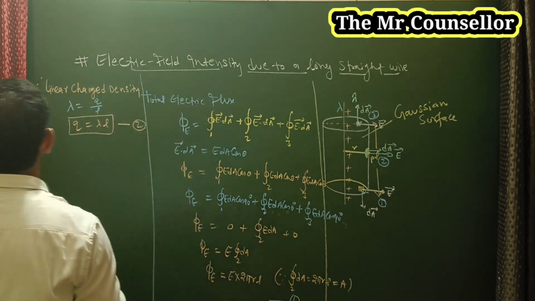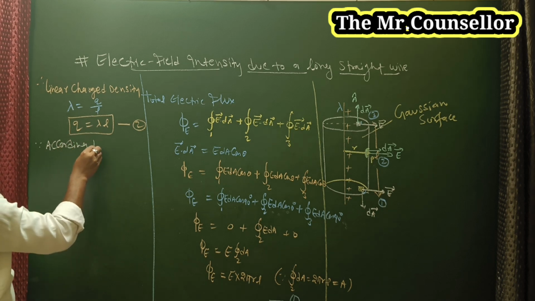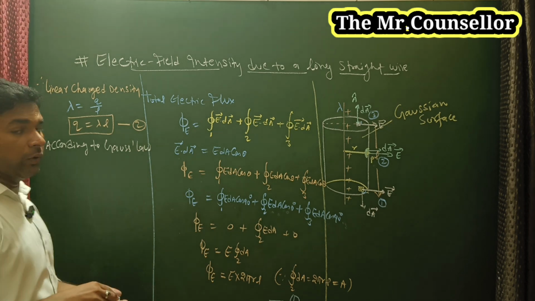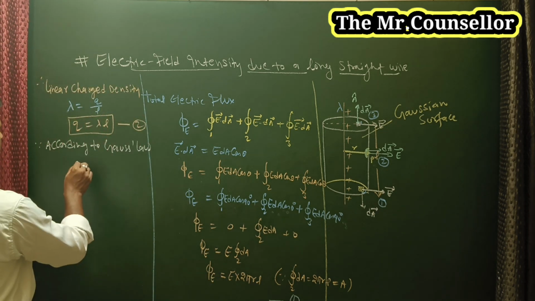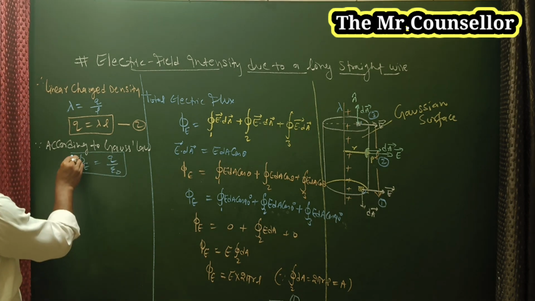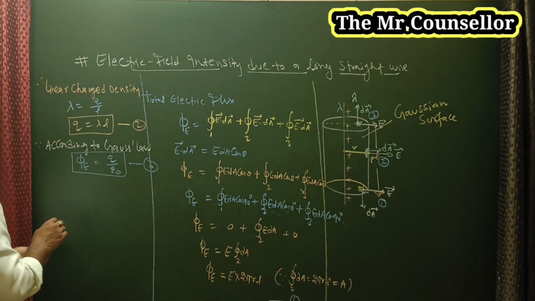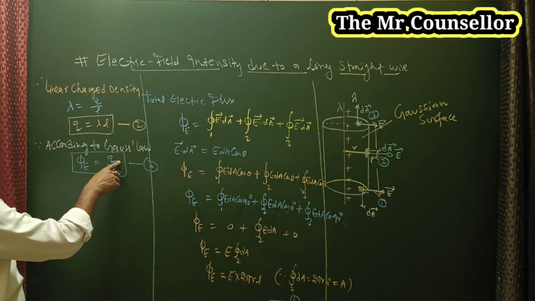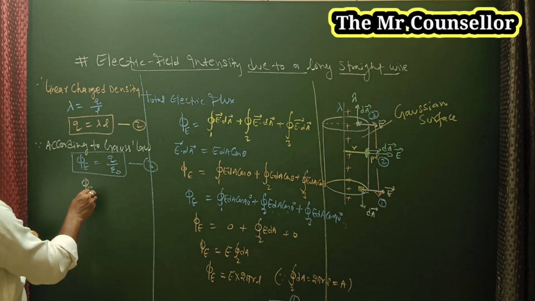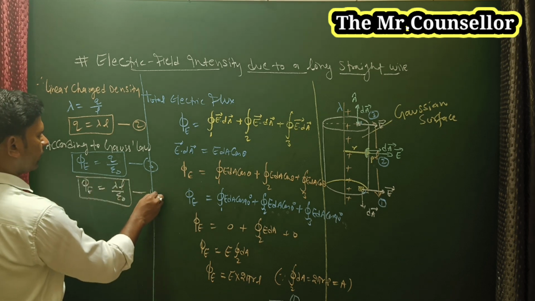According to Gauss law, you know the electric flux formula. Electric flux, phi E is equal to Q over epsilon naught. Yes or no? This is equation number 3. After this you can substitute the value of Q from equation 2. If you substitute, it will be lambda L over epsilon naught. So you can write equation number 4.